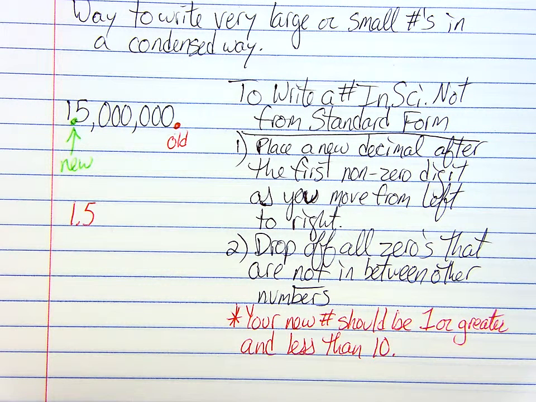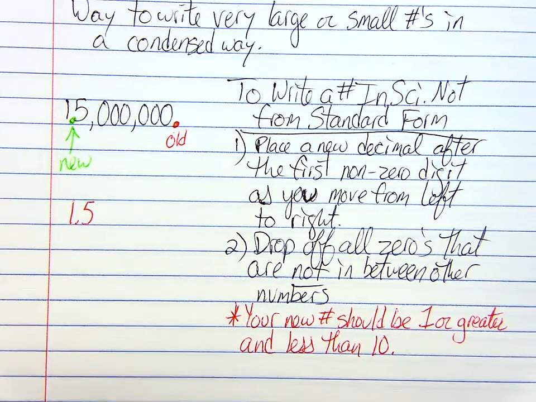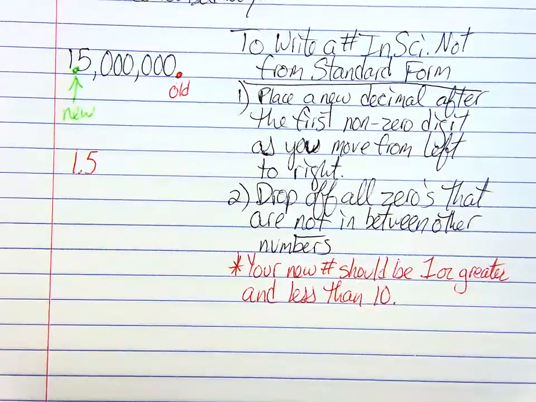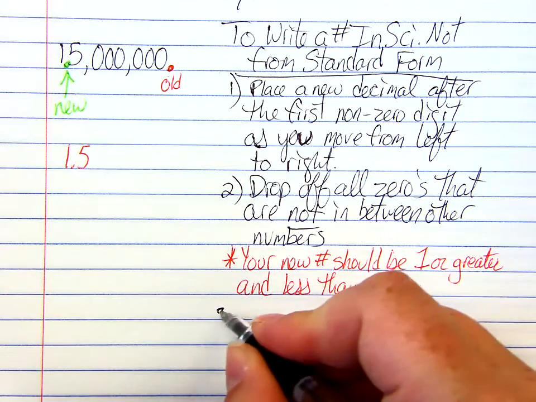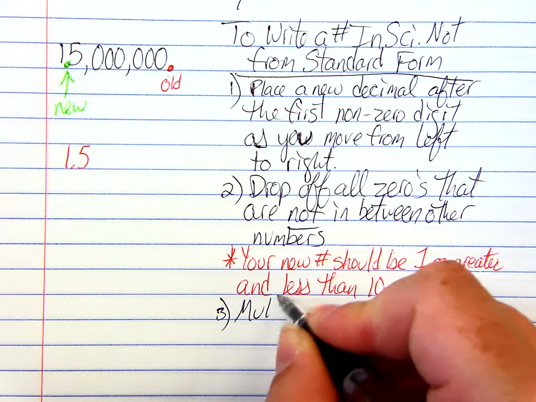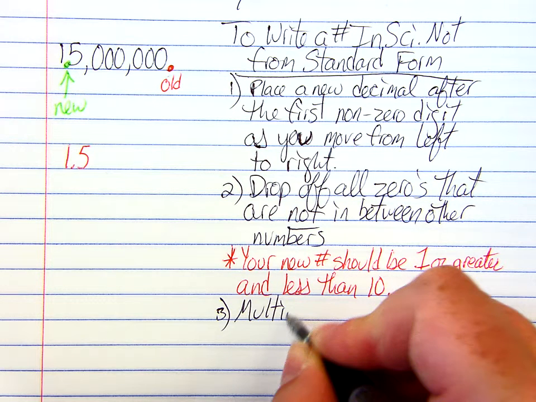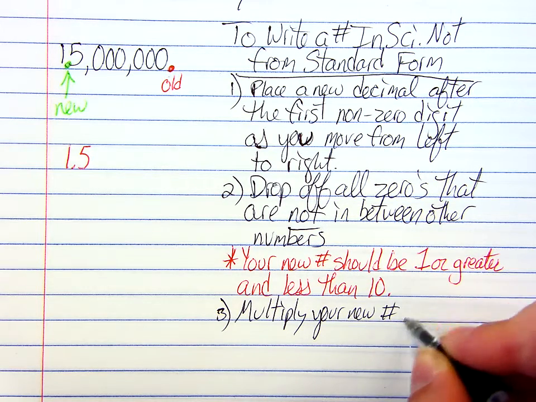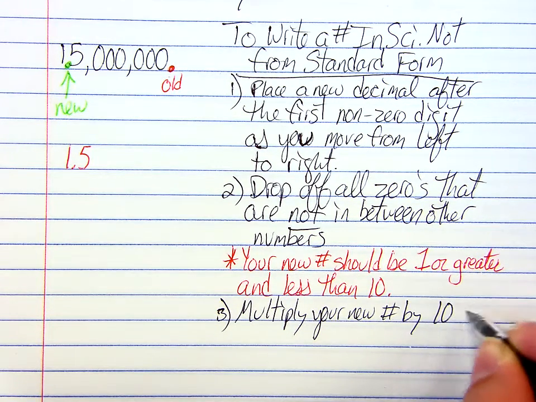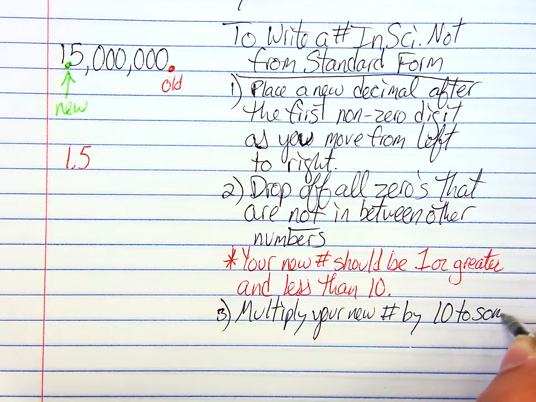Now I'm going to multiply my new shorter number by 10 to some power. It's always going to be times 10 to some power. Well, how do you know what power it is? I'll talk about that in step 4. But step 3, let's just jot that down. Step 3, multiply your new number by 10 to some power.